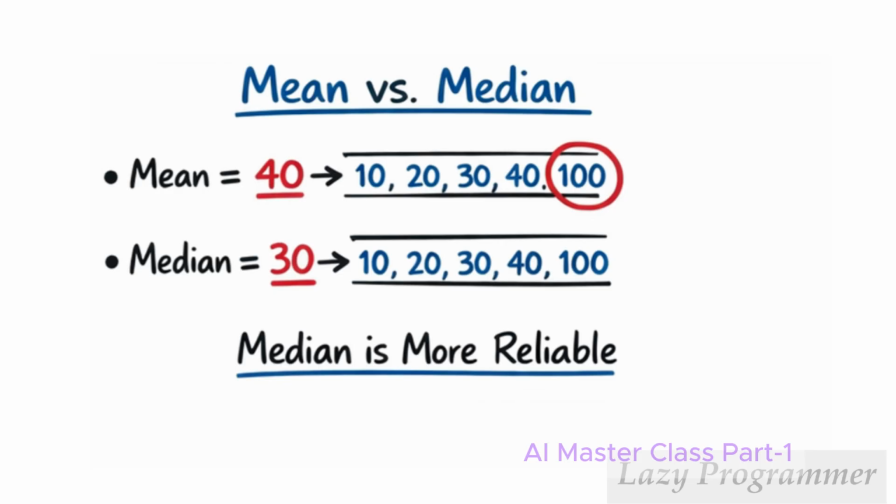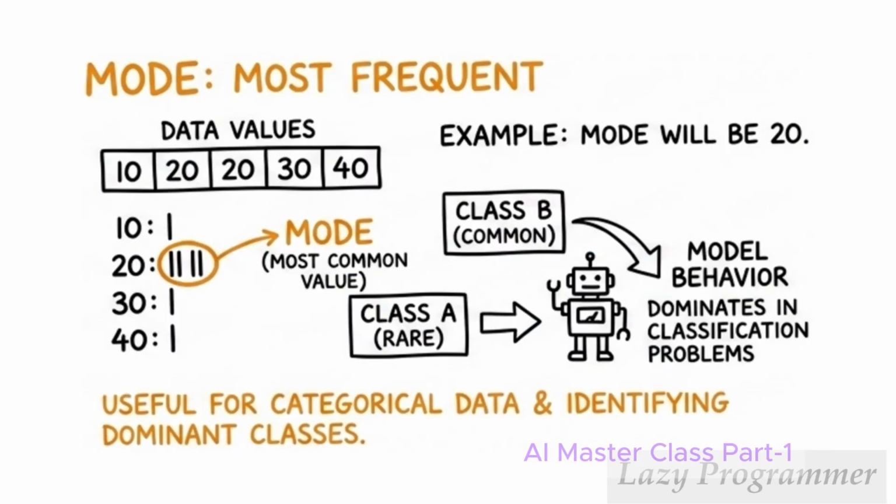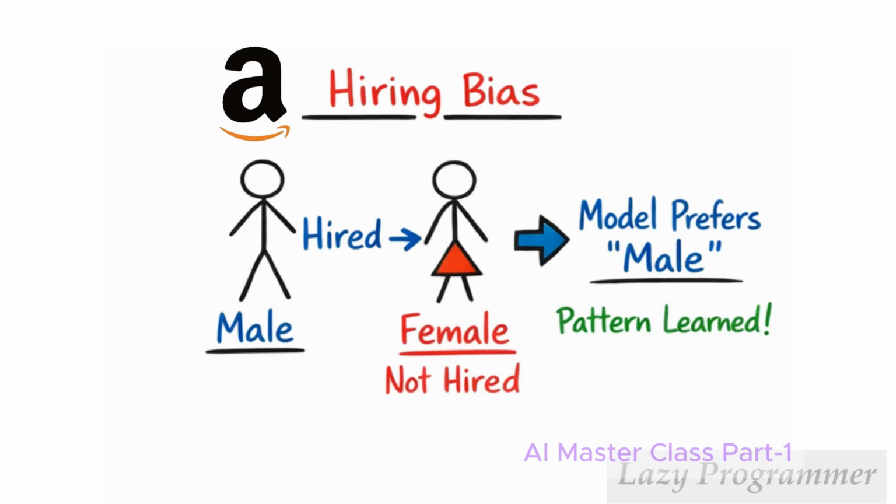The next concept is mode. It represents the most frequent value. Now suppose we have data with the values 10, 20, 20, 30 and 40. So in this case the mode will be 20. In classification problems, the most common class can dominate the model behavior. So if not handled carefully, the model may learn to produce the output towards mode values more often and ignore the minority patterns. Going back to Amazon, if most hired candidates in the training data were male, then male essentially became the mode of successful hires. The model learns to favor male as the expected outcome due to this particular pattern only.